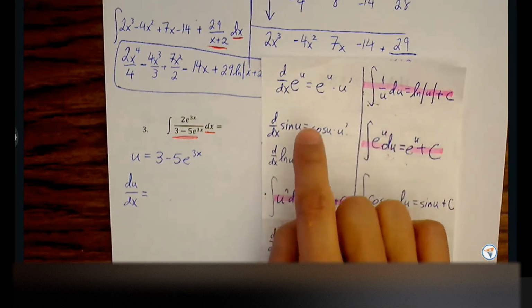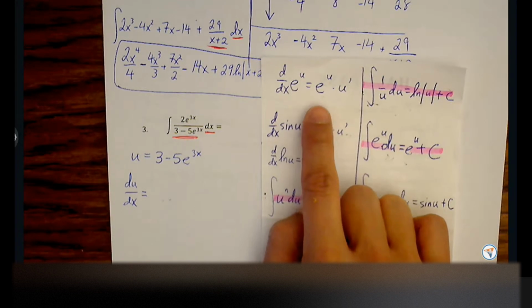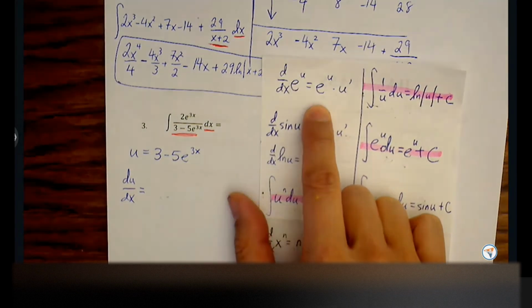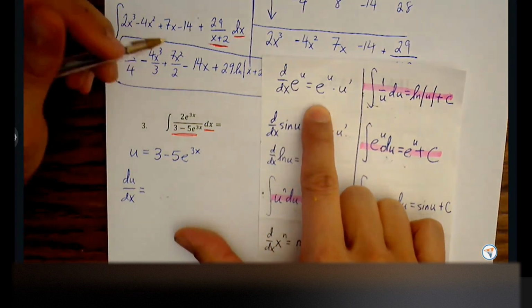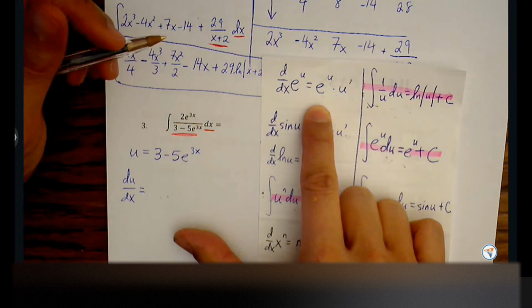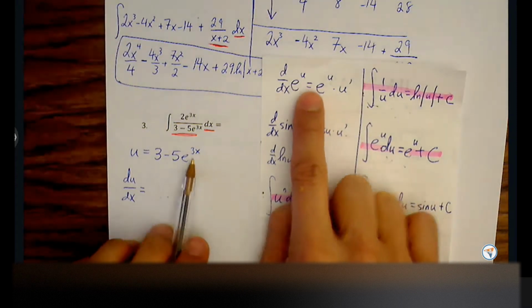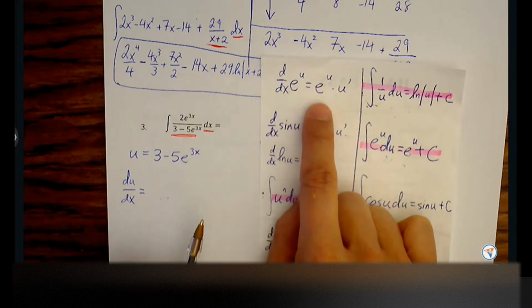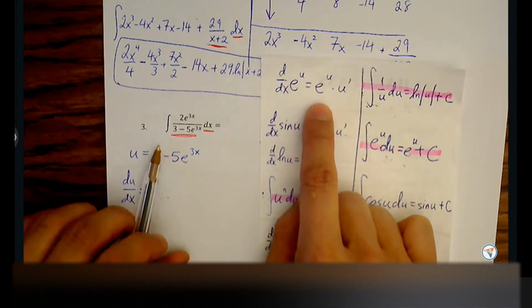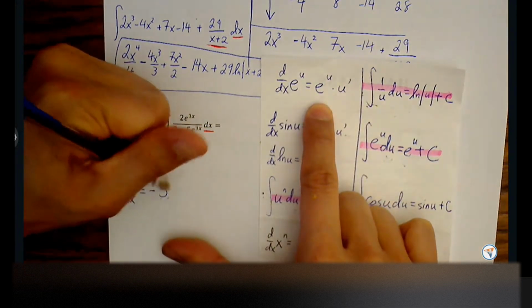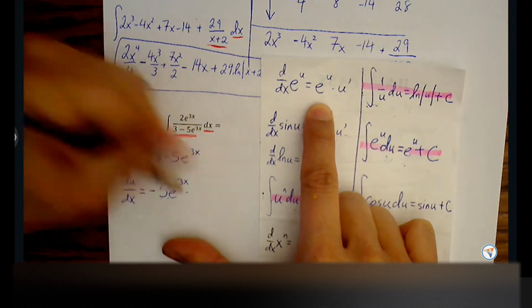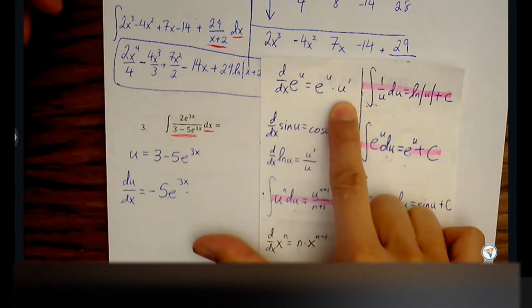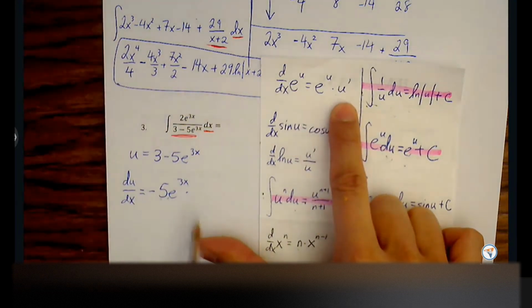Okay, so would it be like 3x as the u? Yeah, that's right. 3x is the u. Okay. So then it's just negative 5e to 3x times negative 15x? Yes. Or just times 3x?